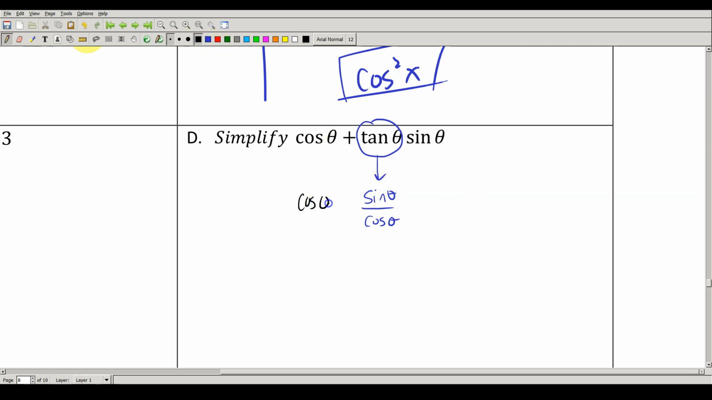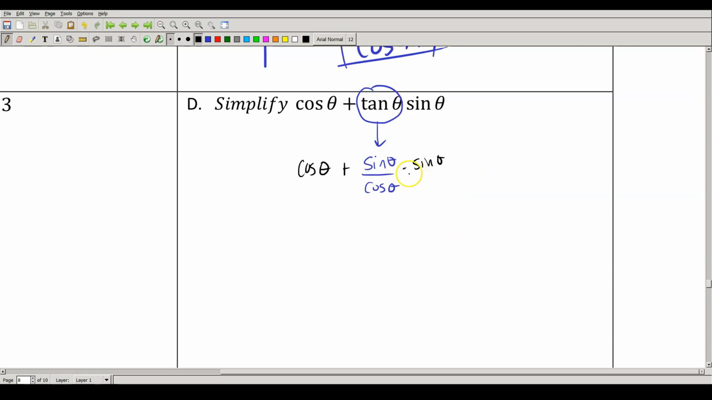We get cosine theta plus this times sine theta. And then we multiply these fractions together right here. So this becomes sine squared theta over cosine theta. We're going to bring down the cosine theta. So now we have this.